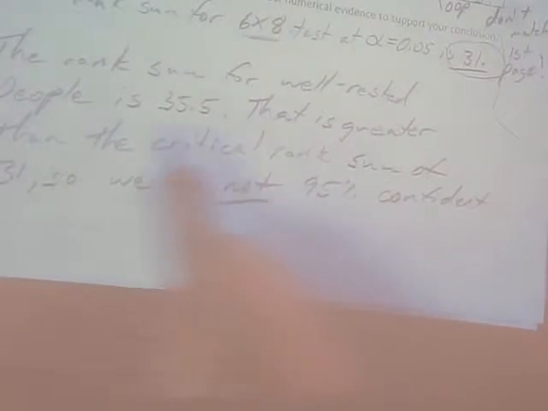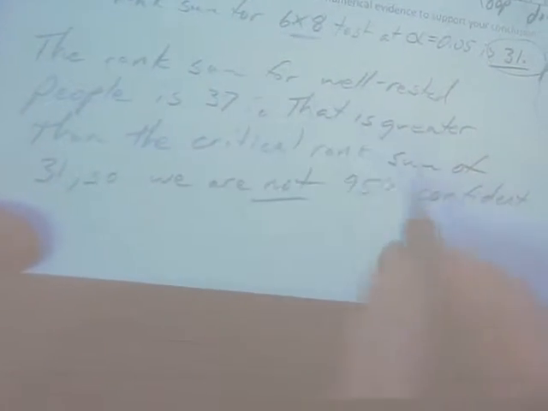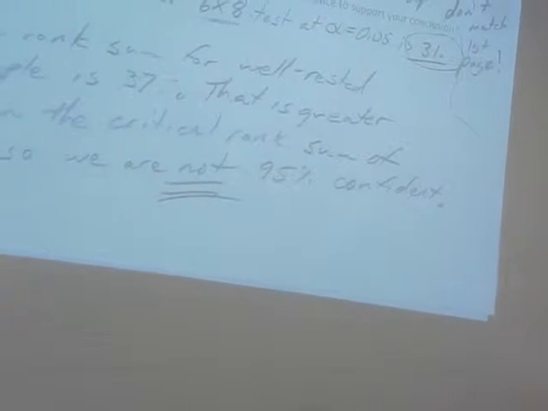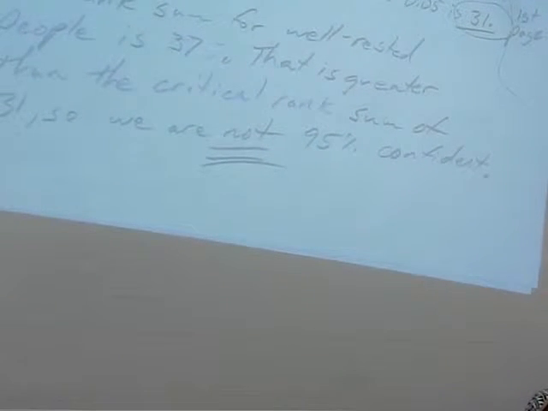So, as a conclusion, I'm going to change this to say the rank sum for well-rested people is 37. You look distressed. That is greater than the critical rank sum of 31, so we are not 95% confident. These data are not significant. This data is just annoying me. Yeah, that's kind of annoying.